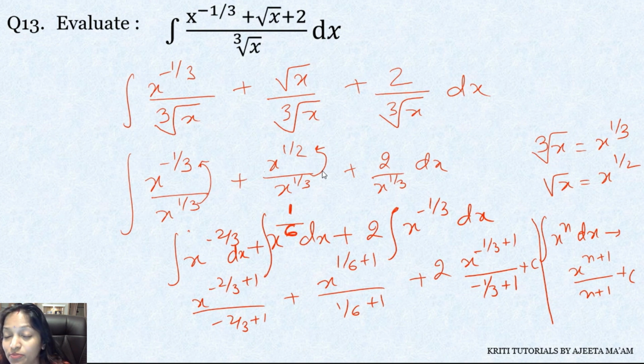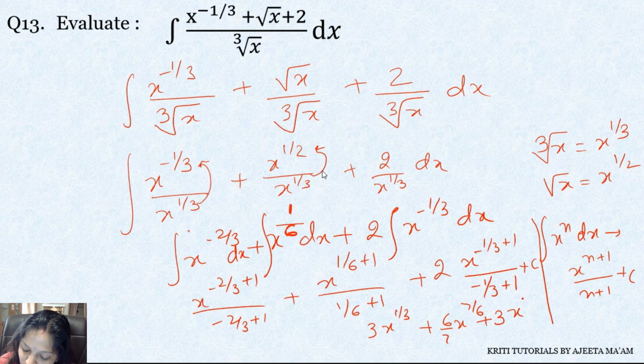Now let's simplify and write the answer. So minus 2 by 3 plus 1 will give you simply 1 by 3. So 3x raised to 1 by 3 because the reciprocal will come. Here will come 7 by 6. So here we get 6 by 7, x raised to 7 by 6. And minus 1 by 3 plus 1 is 2 by 3. So here 2 by 3 comes in the denominator, so we get 3 by 2 again. Right? So this is our final answer. So this is how we solve the questions. They seem to be tough, but actually they are quite easy.